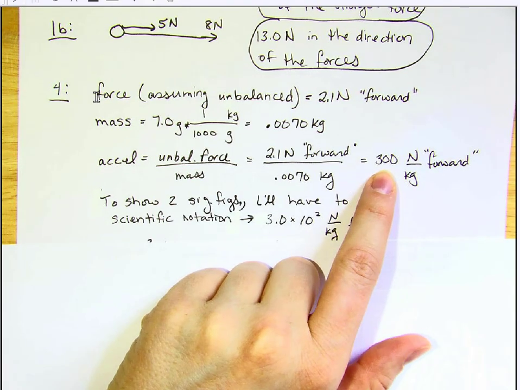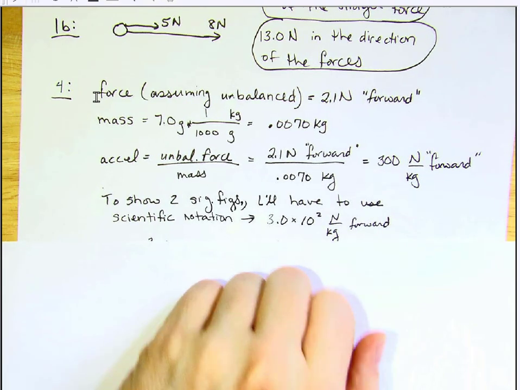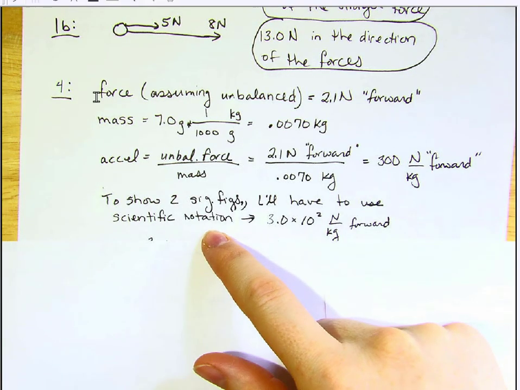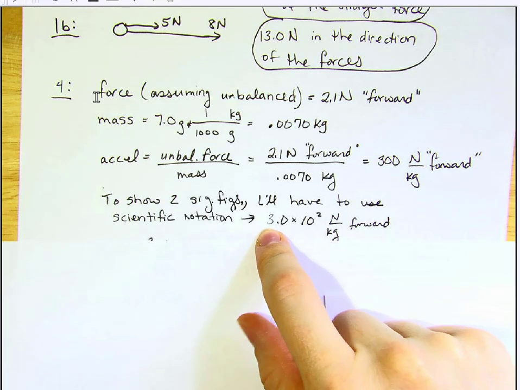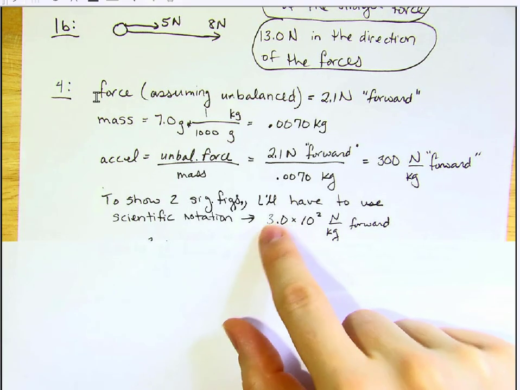At a glance, this looks to be 1 sig fig, but the problem was 2 sig figs. So let's find a way to write our answer in 2 sig figs. So I will use scientific notation for that. So instead of writing 300, I'll write 3 times 10 to the 2, which is 300, but then I'll say 3.0. So there's our 2 sig figs right there.